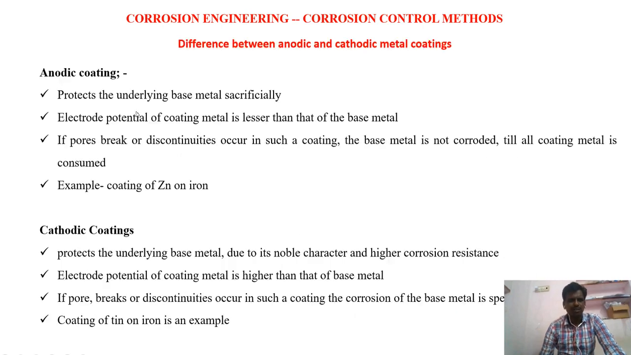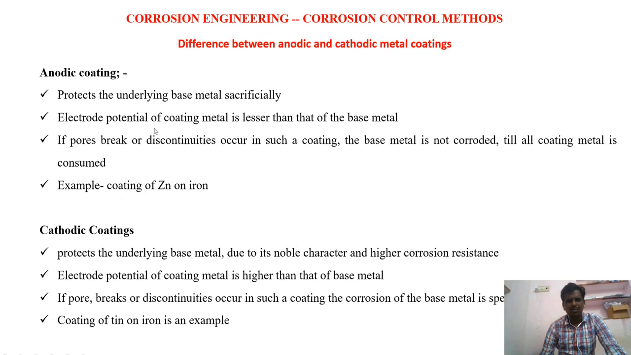So, the difference from anodic coating. In anodic coating, the sacrificial character of the coating protects the underlying base metal, but the cathodic coating protects the underlying base metal due to its noble character. That means the sacrificial character of anodic coating protects the base metal. Here the noble character, that means higher resistance against corrosion, protects the base metal.